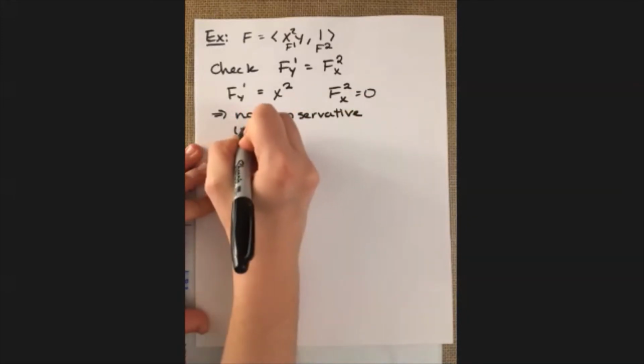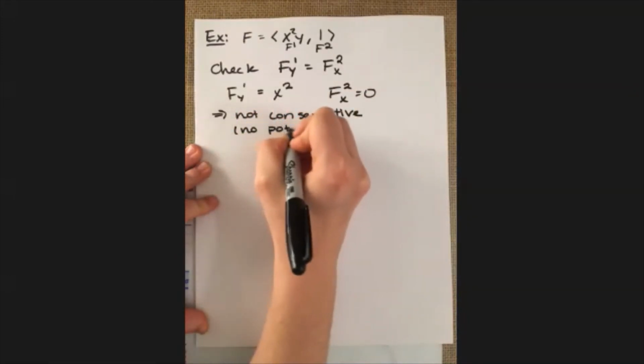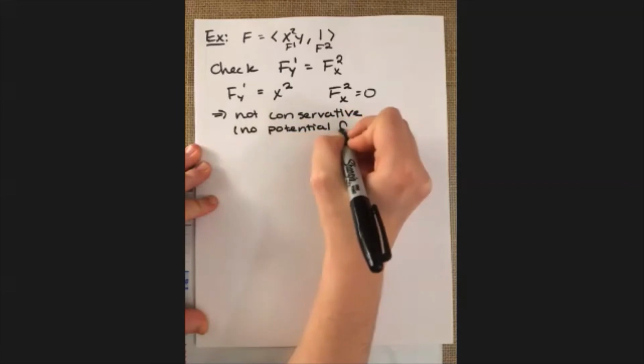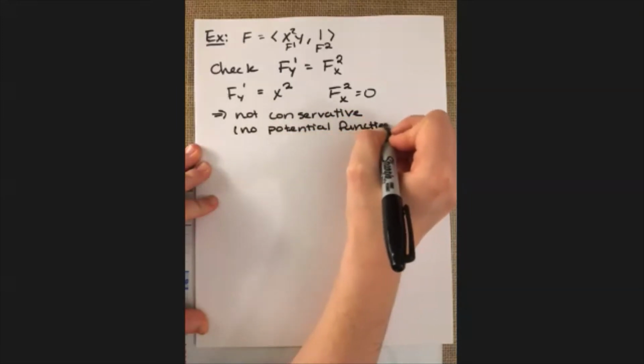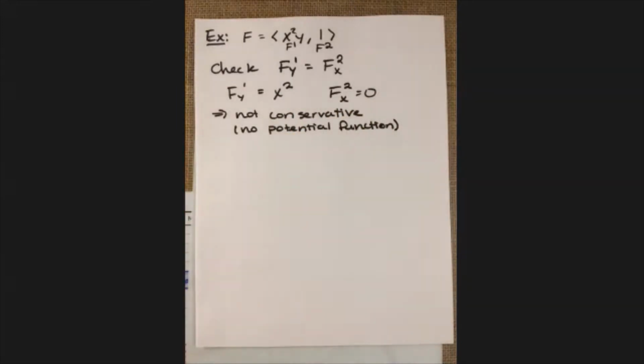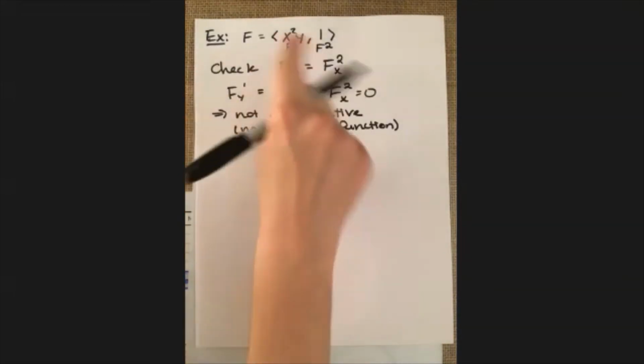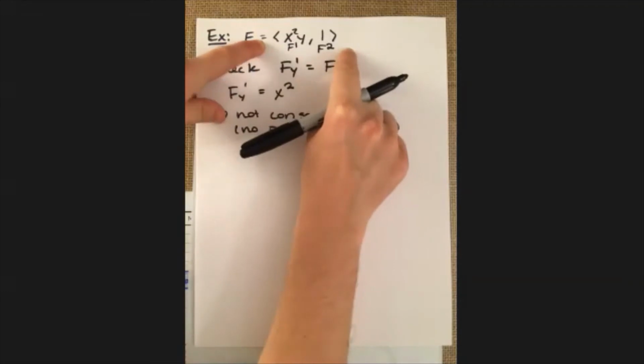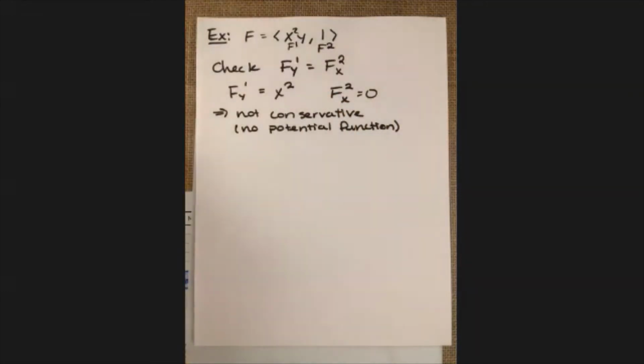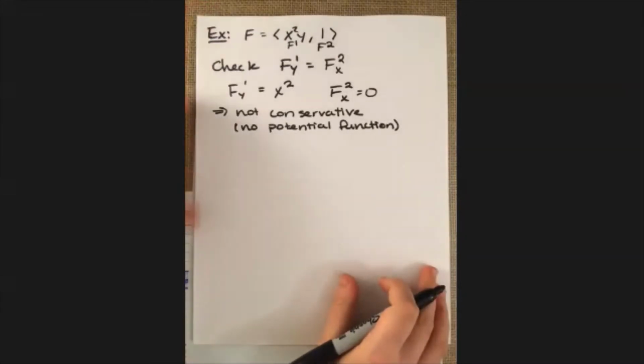So that means that it is not conservative, which means that there is no potential function to find. So basically what that means is that there's no function that it came from. There's no possible way to start with this vector right here and be able to work backwards to an original function. So that's really about all there is to that.